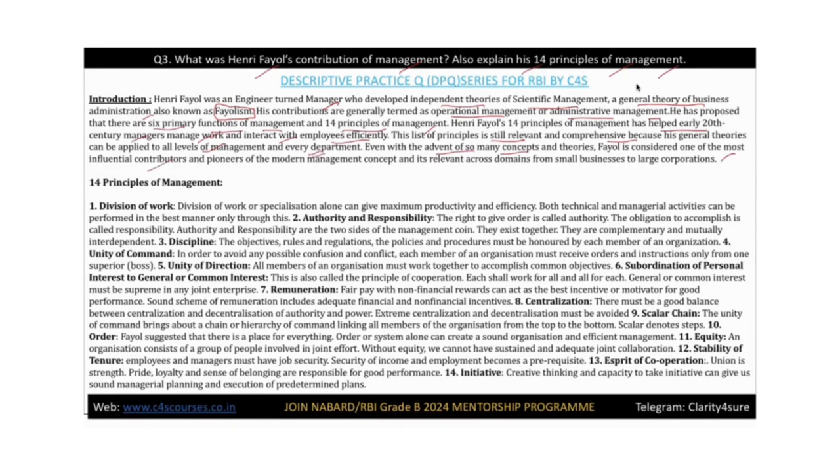And he's considered as one of the pioneers of the modern management concept, and it's relevant across domains. His contribution is relevant across domains from small businesses to large corporations, etc. So this is the introduction, and the first part of the question has been addressed in this portion. So let's quickly see the next part that talks about the 14 principles of management.